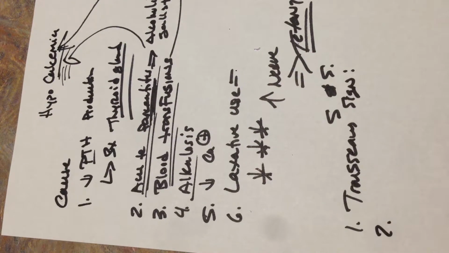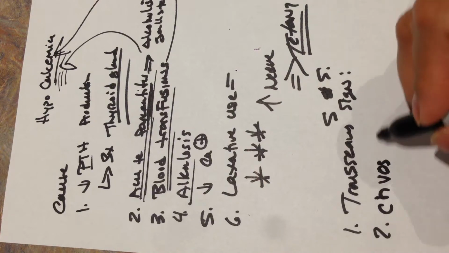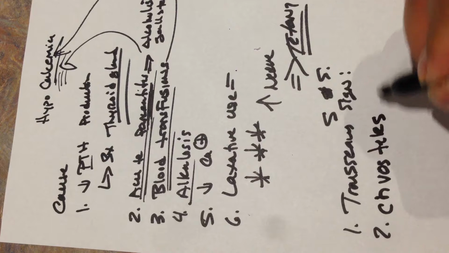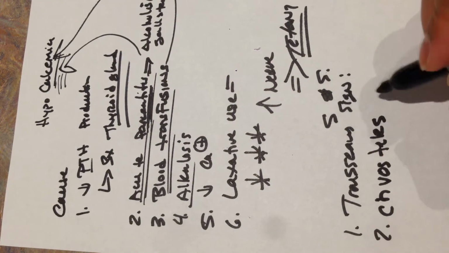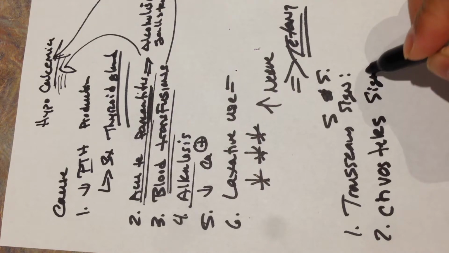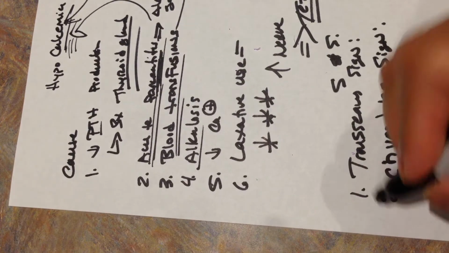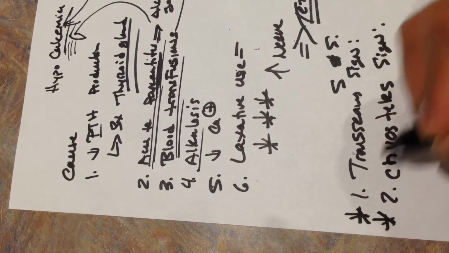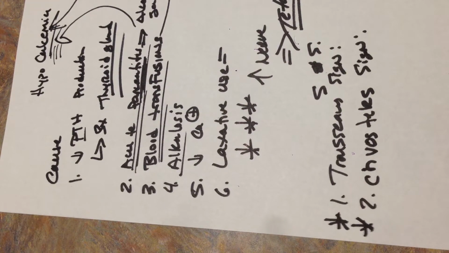Number two, now I can't pronounce this, so I will just write it out. If you can pronounce it, please let me know. This is contraction of facial muscles in response to a tap over the facial nerve in front of the ear. Make sure you know both of these for your NCLEX exam. It will most likely be on there.